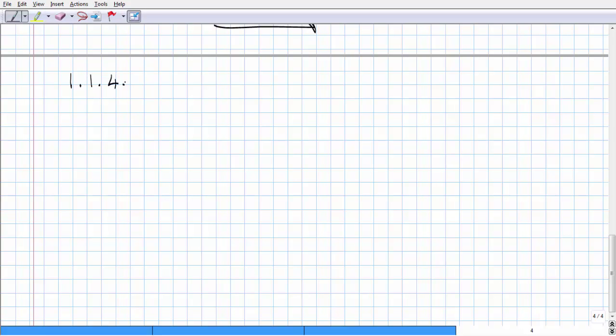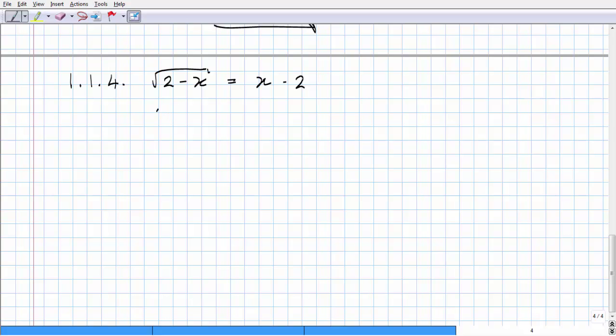1.1.4, right? And we have square root of 2 minus x. Square root of 2 minus x is equal to x minus 2. Okay, now what's the first thing we do? Well, it's fairly obvious in this case. We need to get rid of that square root. How do we get rid of that square root? Well, we undo it, and we undo it by squaring both sides.